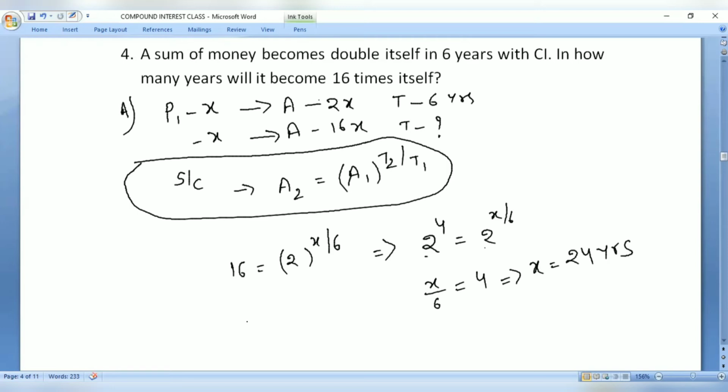So by using this simple shortcut technique, we can solve the question, right? A2 is the new amount. A1 is the old amount. T2 is the new time required. T1 is the old time that is already given to you.